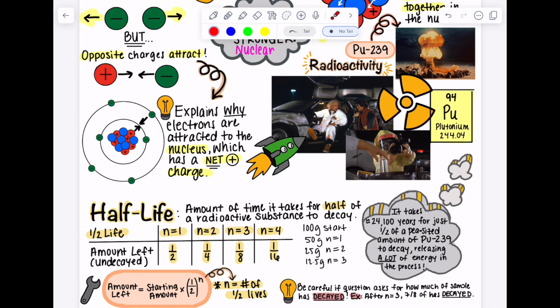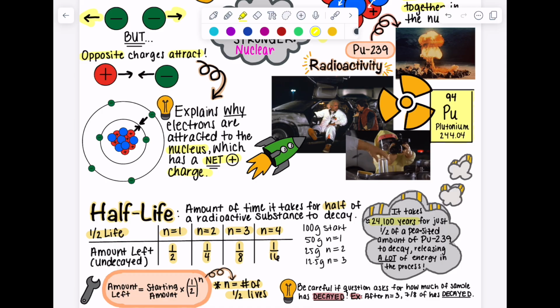Scientists actually created it by bombarding uranium with neutrons in the lab. So yes, humans can make radioactive elements. Now here's the wild part. Plutonium-239 has a half-life of about 24,100 years.